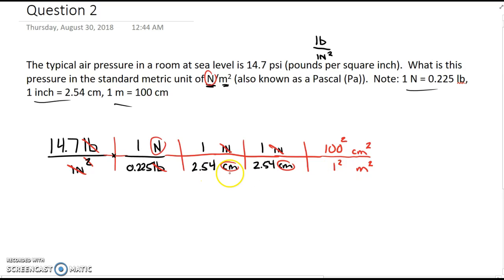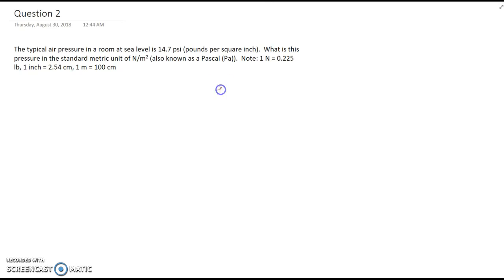If you notice, if I did that step prior to it, when I converted from inches to centimeters, I could have done 1 squared inches squared equal to 2.54 squared centimeters squared. Instead of doing the step twice, I can group it into one step. And so now, if you notice, these 2 centimeters in the denominator cancel with these 2 centimeters in the numerator, and I'm left with meters squared in the denominator. So if I look through all my units, everything's canceled except a newton in the numerator and a meter squared in the denominator, which is the units I want at the end.